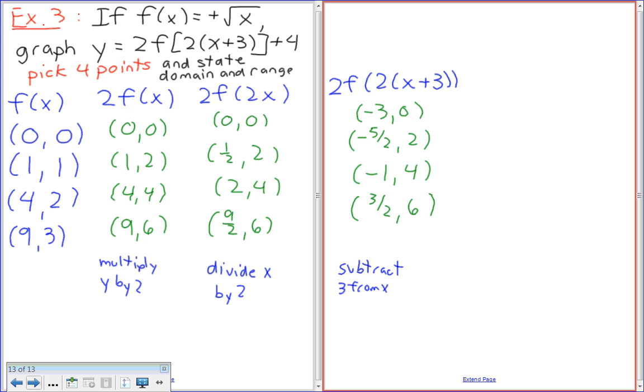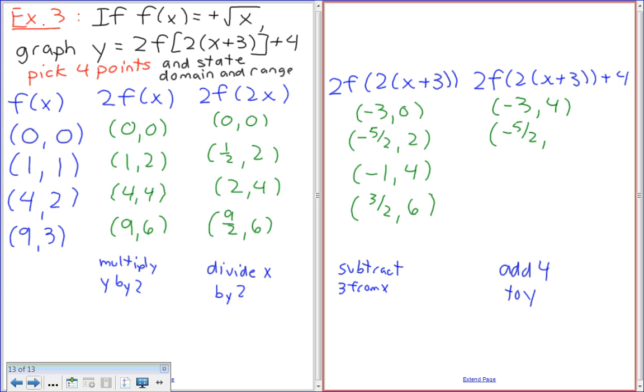All right, and Julia, what does this plus 4 at the end mean? Very good. This is going to be negative 3 and 4, negative 5 over 2 and 6, negative 1 and 8, and 3 over 2 and 10. Okay, are we feeling relatively okay about that?